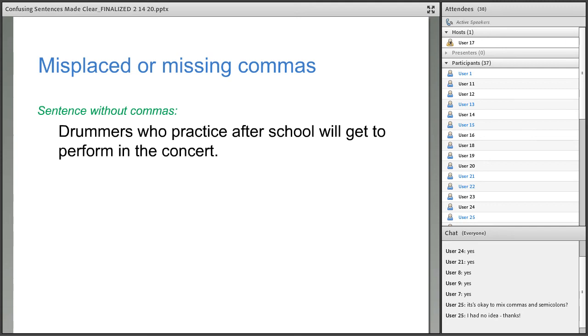Our first sentence is, "Drummers who practice after school will get to perform in the concert." As you can see, there are no commas around the words "who practice after school." This sentence means that only those drummers who practice after school will get to perform in the concert. The words "who practice after school" are essential to the meaning of the sentence.